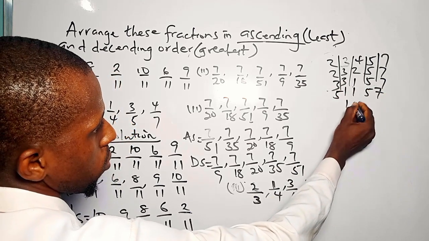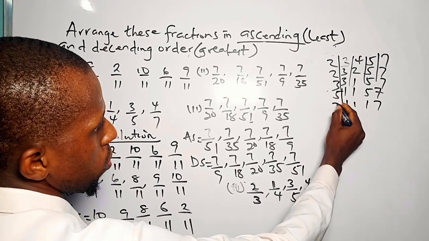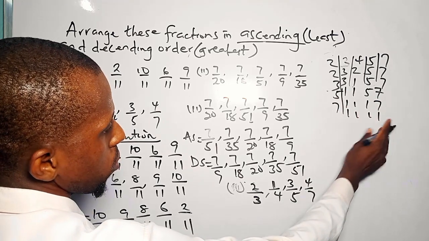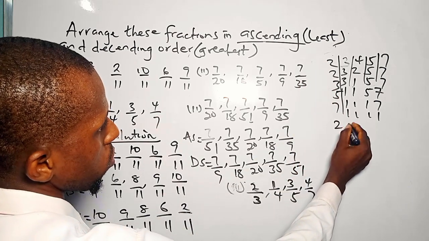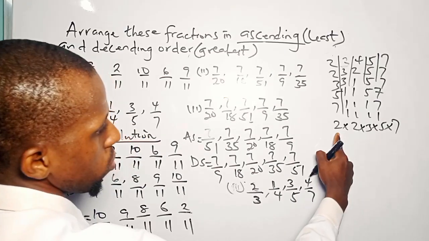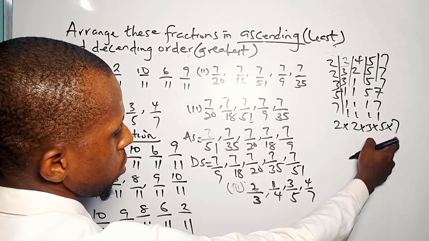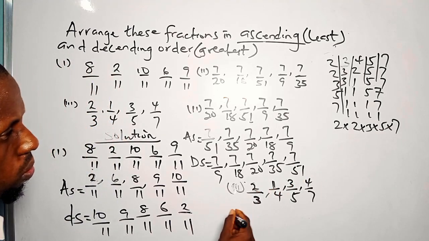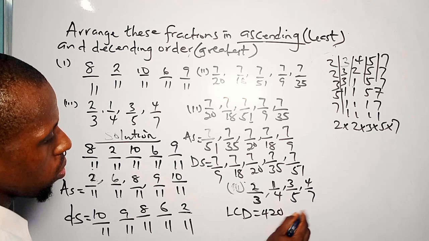When we use 5, we have 1, 1, 1, 7. When you use 7, we have 1, 1, 1, 1. We have reduced it to 1, 1, 1. So let's multiply this. We have 2 times 2 times 3 times 5 times 7. 2 times 2 is 4, 4 times 3 is 12, 12 times 5 is 60, 60 times 7 is 420. So that means the least common denominator is 420.